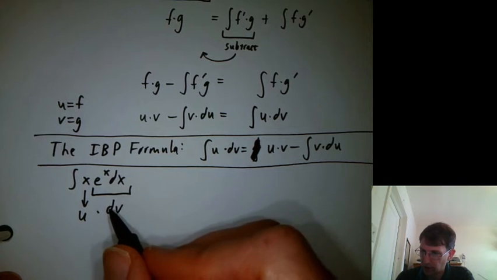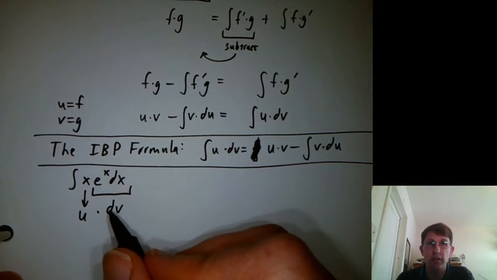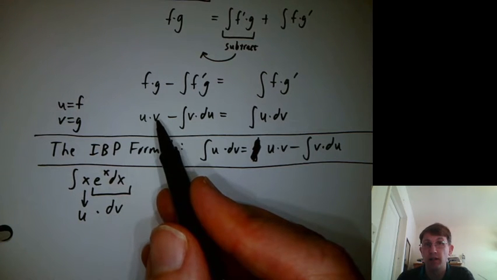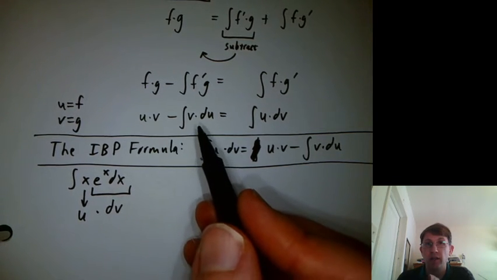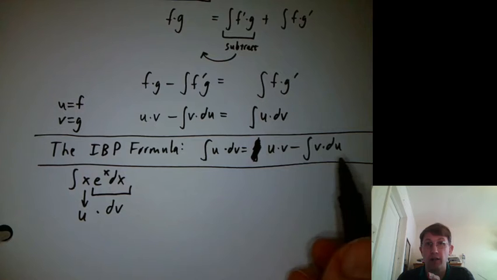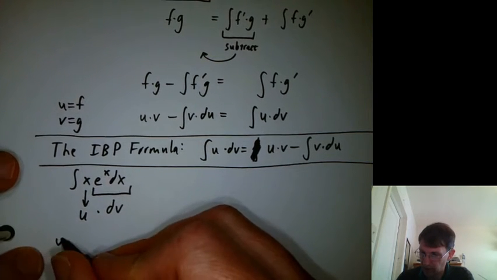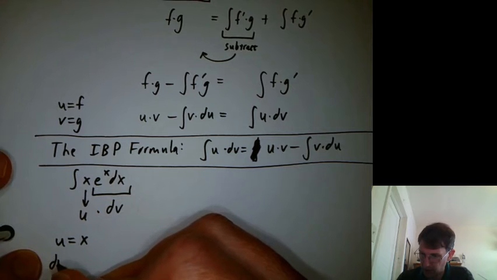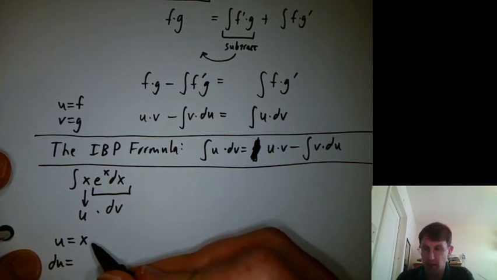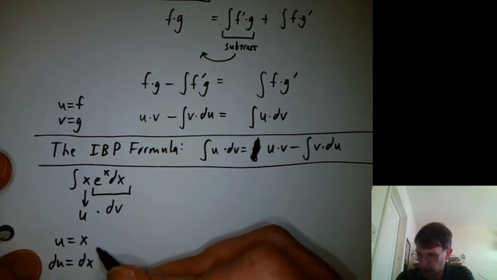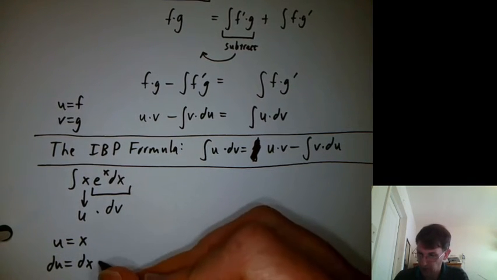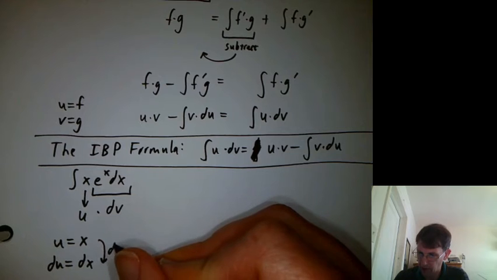Now that we have chosen a u and a dv, we need to think about what v is, because I need that in this formula, and what du is, because I'm going to need that. So it's nice to make a little table. Say u equals x, and then what is du? Well, it's just dx, right? We're taking the derivative. So that part is the same as u substitution. From here to here, we're taking the derivative.